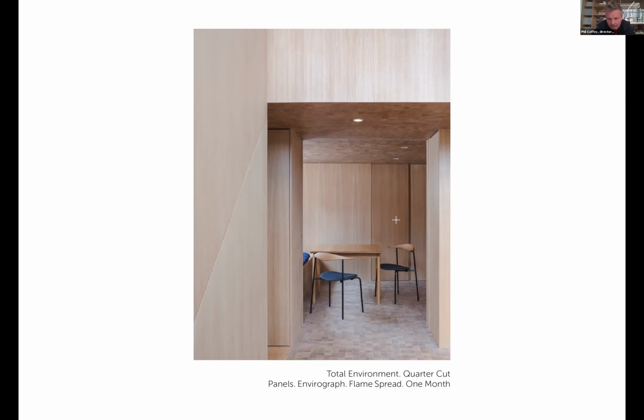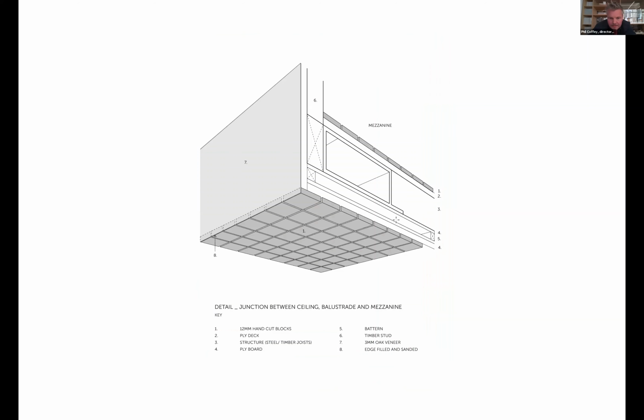The ceiling was made from panels when applied. Then the blocks were added after they were screwed in, and then EnviroGraph was added to prevent spread of flame. It took a month to do that ceiling. There's a detail of it, simple blocks with a veneer coming down at the front on a softwood back.